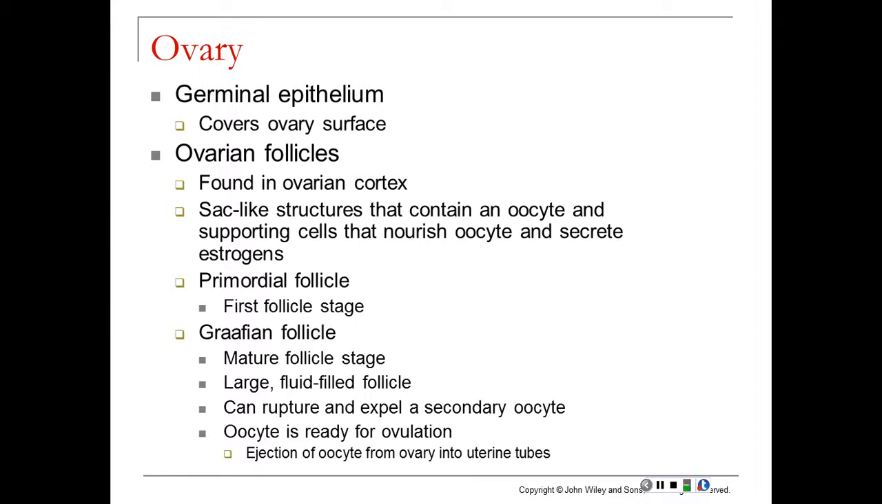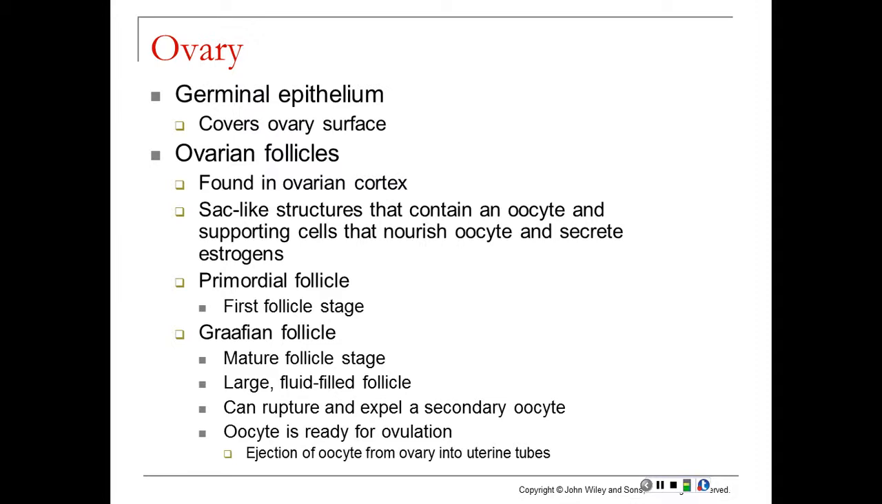There's the primordial follicle, which is that first follicular stage, and then there's a Graafian follicle, which is a mature follicle stage. This is a large fluid-filled follicle that ruptures and expels the secondary oocyte. It literally looks like a big zit on the surface of the ovary. Kind of a gross idea. But it pops out that secondary oocyte, which is sucked up by the fimbriae of the uterine tube and then travels down towards the uterus.